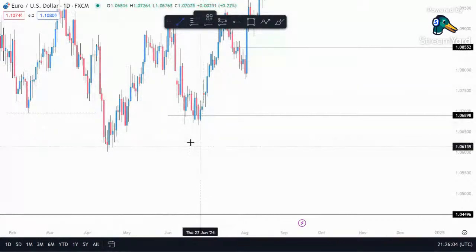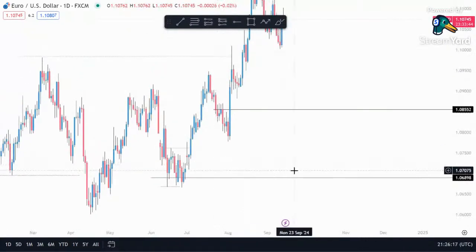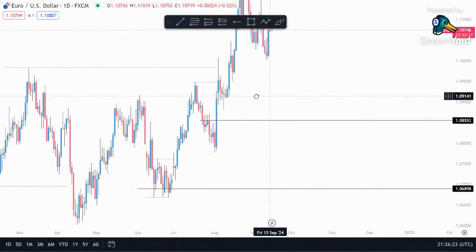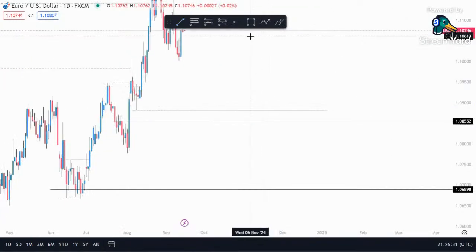Clearly, you can see that here there was a sweep of this low before a break of structure. Clearly, there was a sweep of that low before a break of structure. And also clearly here we saw this break of structure to the upside. Then this could be used as our inducement for that level that I want to buy from.